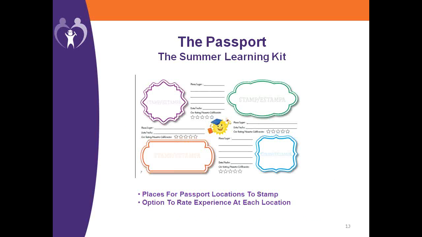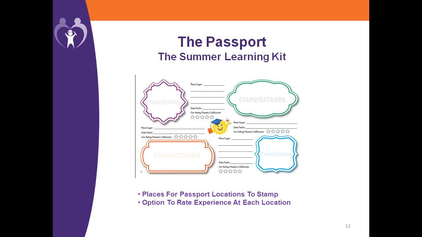All right, so I wanted to just talk a little bit more about the passport and just show you some of the cool features in the passport. So on this page here, you'll see that there are 4 places where families can have their passport stamped. So 4 locations. And so they will have an opportunity to list the name of the location, the date that they visited the location, and also they can actually rate their experience at the location. So we have 5 stars here.